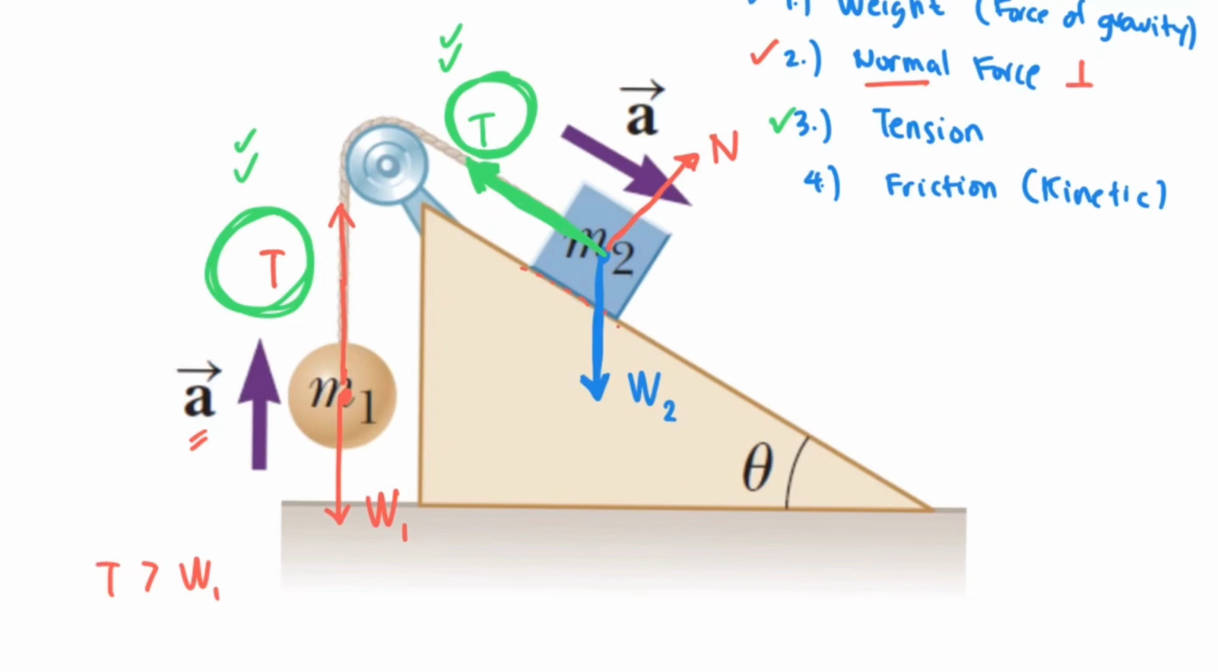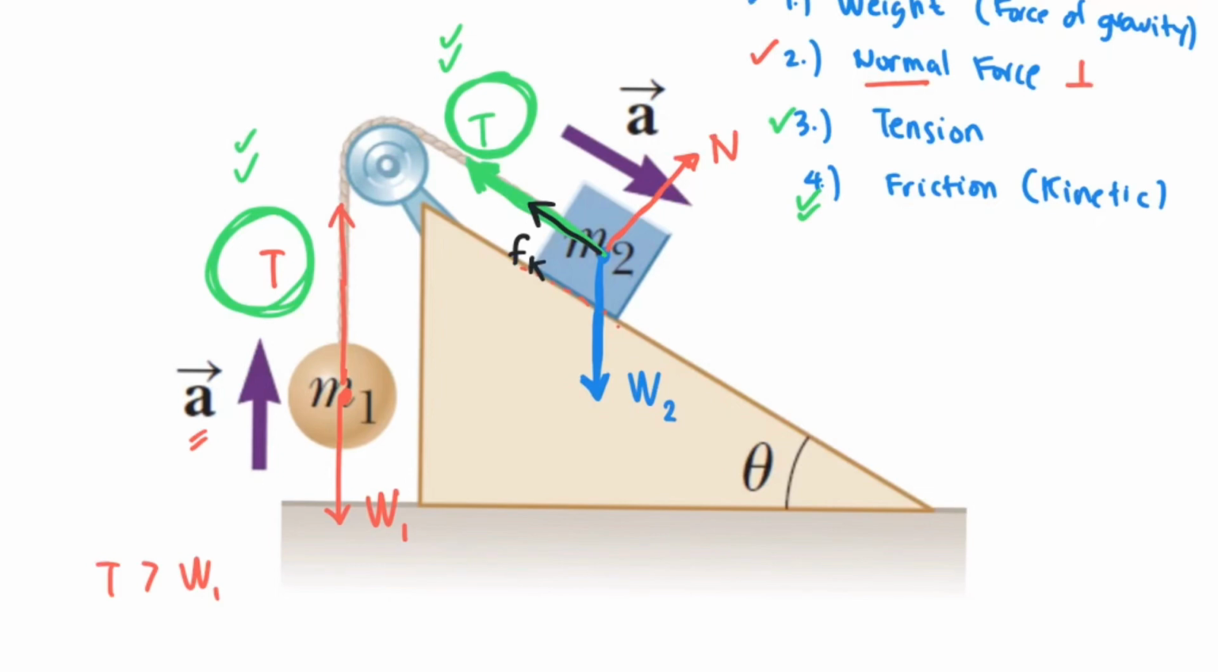And lastly, kinetic friction. Friction is always directed opposite to the motion of the object, and since it is said here that the acceleration is directed downward, the friction would be directed upward. It's opposite to the motion of the object. So it would be drawn this way. This would be our friction, and I'm gonna call that FK, which stands for kinetic friction. And that is the free body diagram of M2.